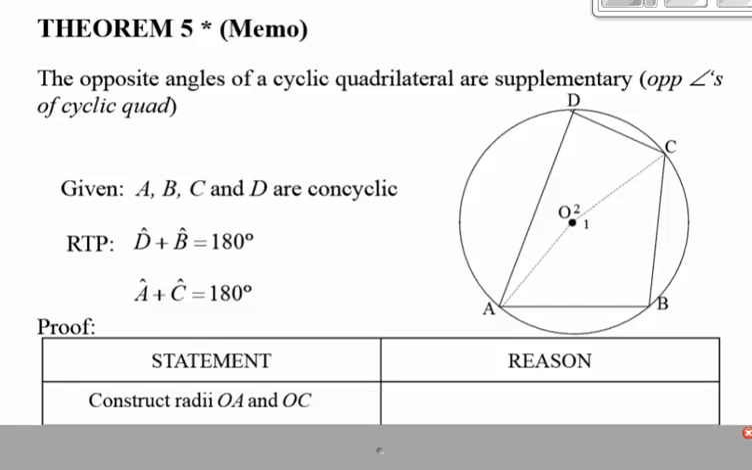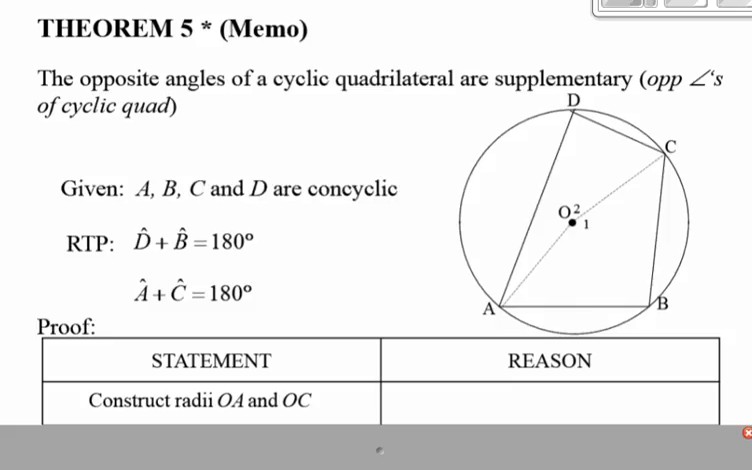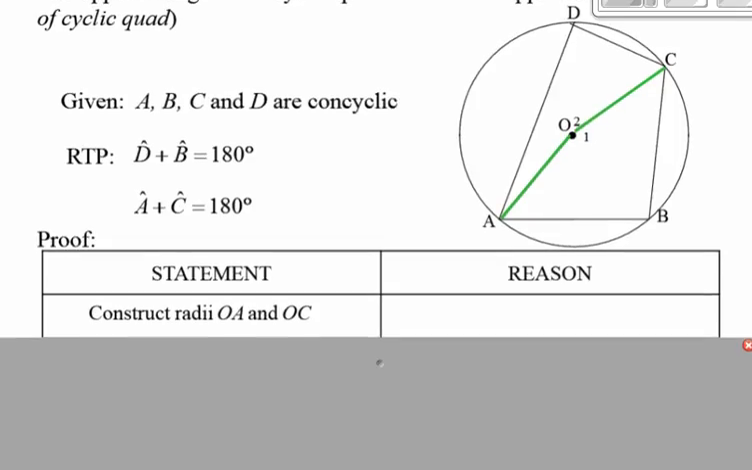First thing, as with many of our proofs, we need to do a construction. So we are going to construct, and I'll do it in green, our radii OA and OC. So now do you see angle O is split into two parts, so you can label them O1 and O2. Now we're done with our construction.